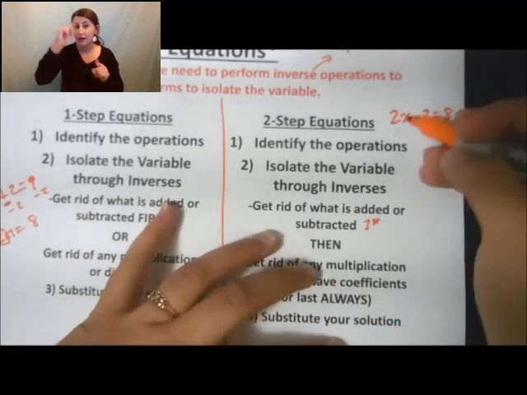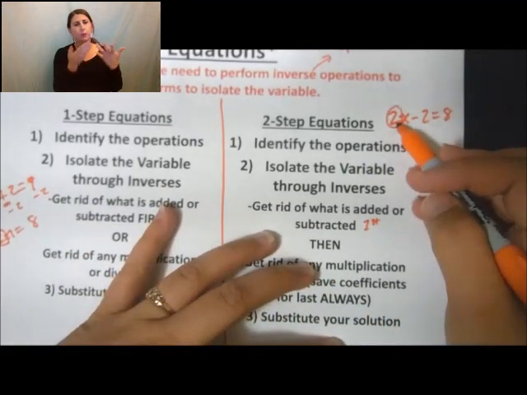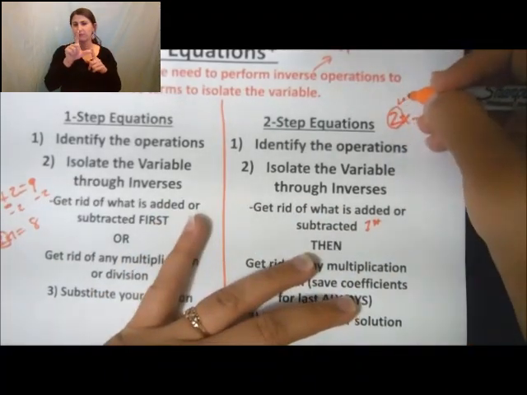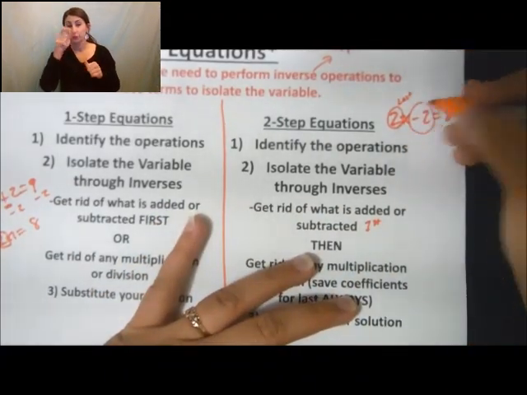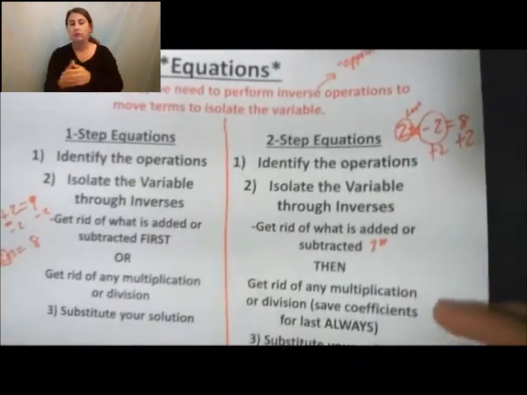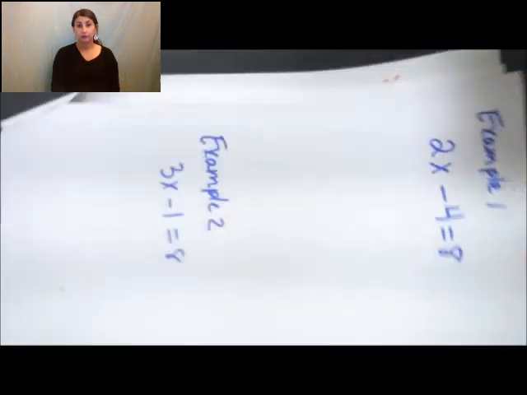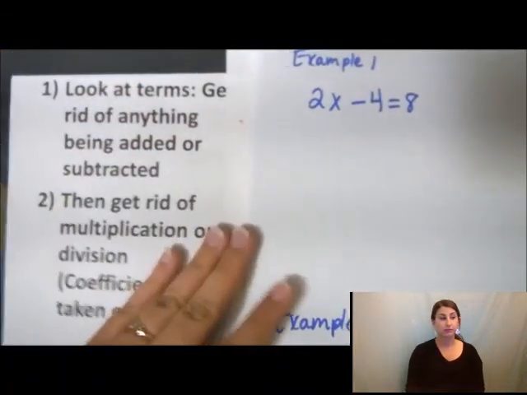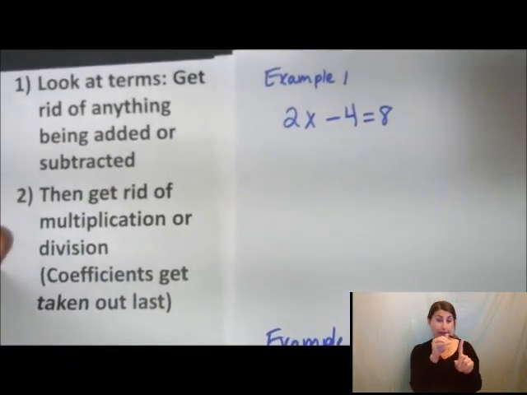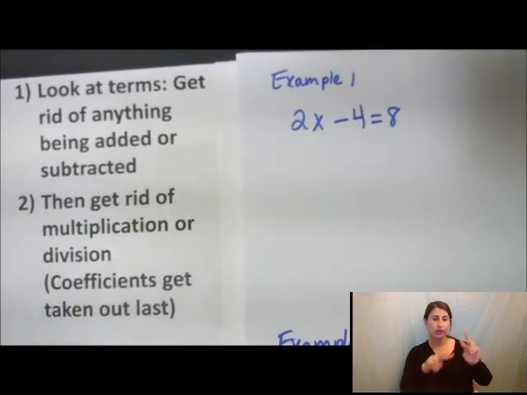It might be a good idea for you to circle which one the coefficient is. The coefficient is the number in front of a variable, and remember that is last. So get rid of the other one first. So add 2, and so on. Here are some steps to remind us what we're doing when we're looking at these examples.